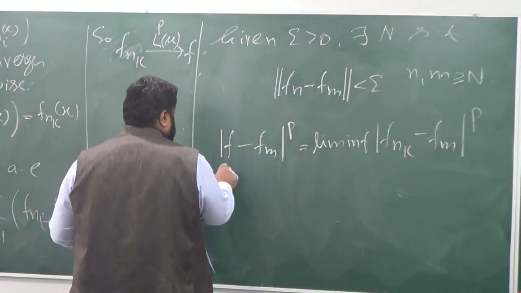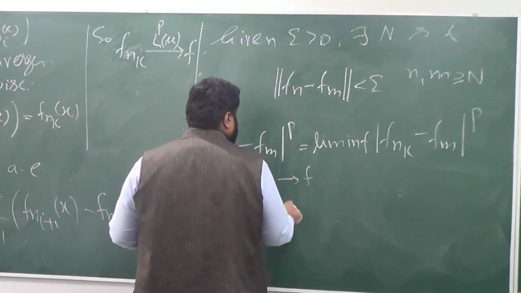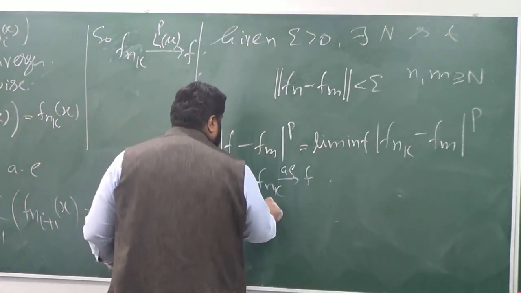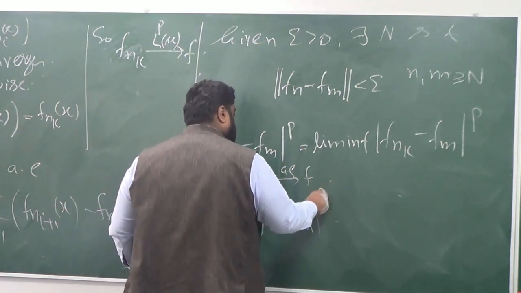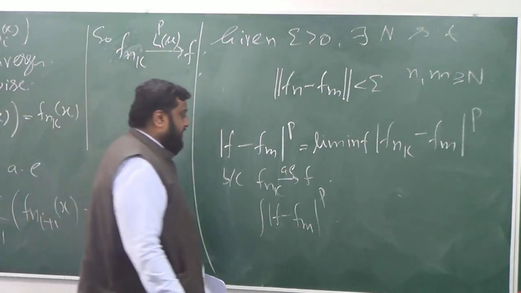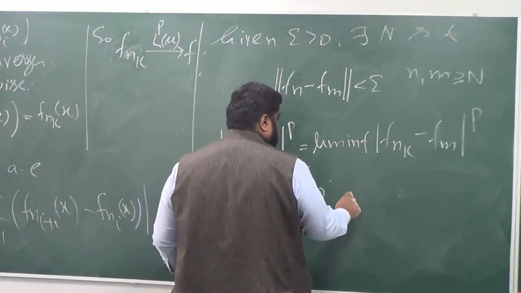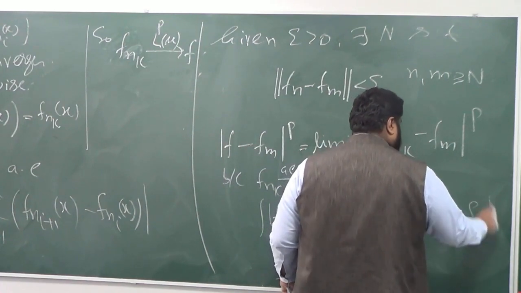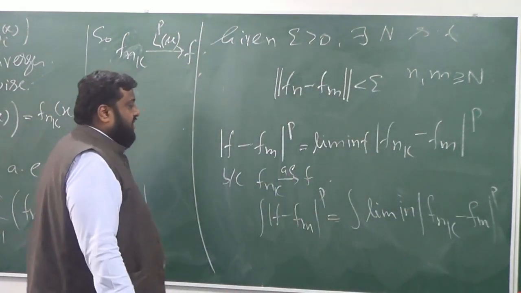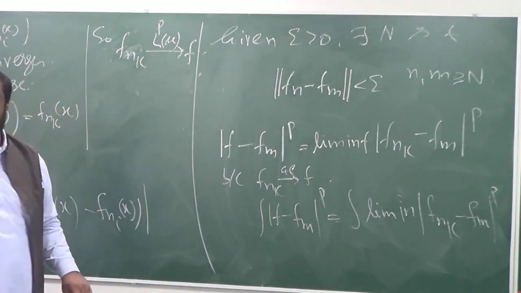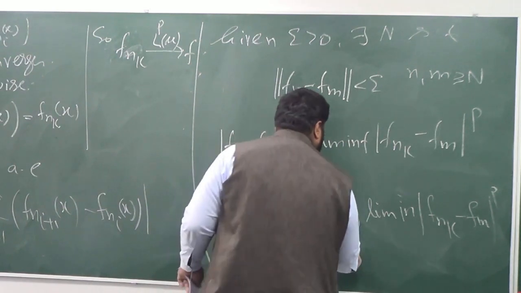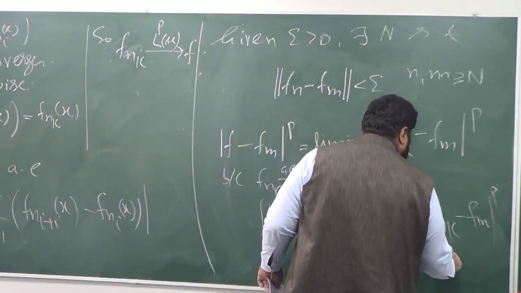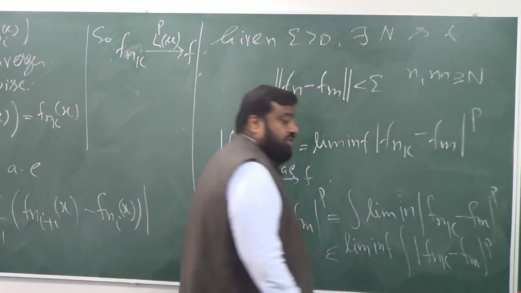You know why this is the case? Because fnk converges to f almost everywhere. And now if I integrate this, f minus fm to the p, so I need to integrate this side. Okay, so limits of fnk minus fm to the p, and I can do what? I can pull this limit out, and I'm going to have the integral of fnk minus fm to the p, right?